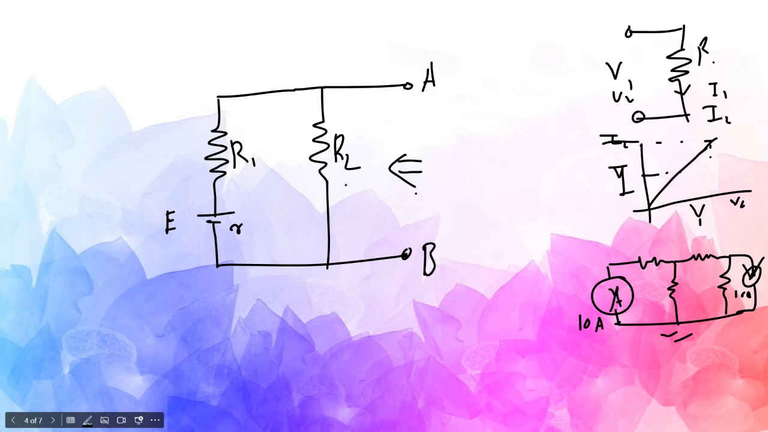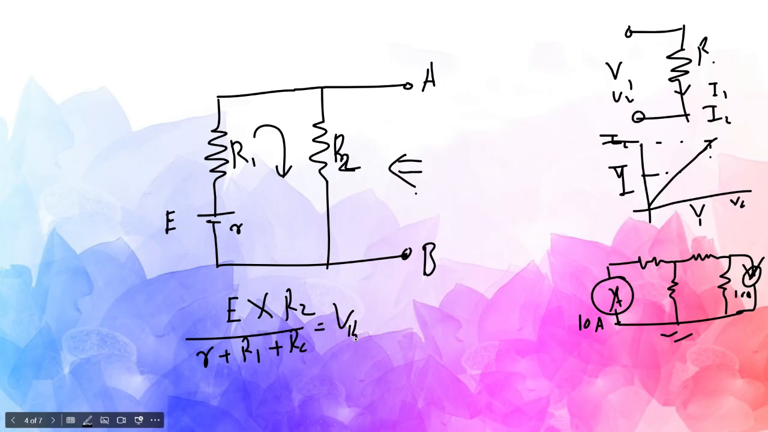So what it says is that we need to find out the open circuit voltage. If I open it, what would be the voltage between A and B? The voltage between A and B would be the current flowing through this multiplied by R2. This is R2. What is the current in this circuit? It's very simple: E by r plus R1 plus R2. If this is the current, then I multiplied by R2 is equal to VTH, right? VTH.